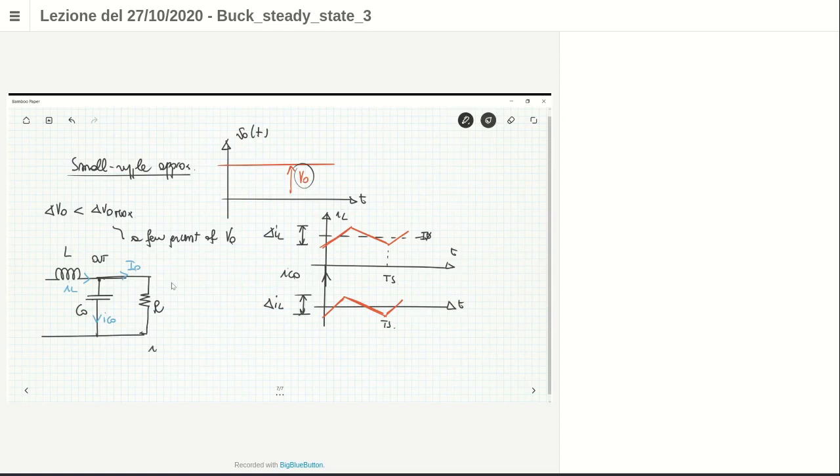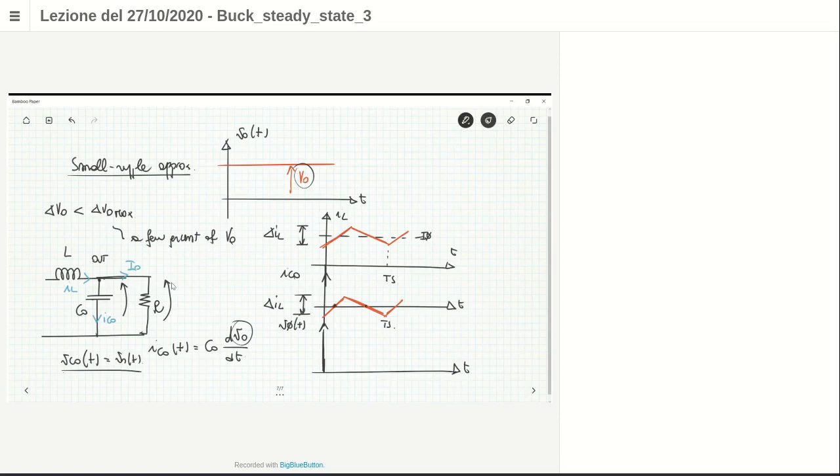Okay? But also you should remember that for a capacitance, the following relationship holds between the voltage and the current of the capacitance. Also, you have to consider that the voltage across the capacitance, VC0, is the same as the output voltage. This is the reason why I put here V0 and not VC0, because they are the same. So what does it mean? If you look at this current behavior, now we can evaluate the expression of V0.